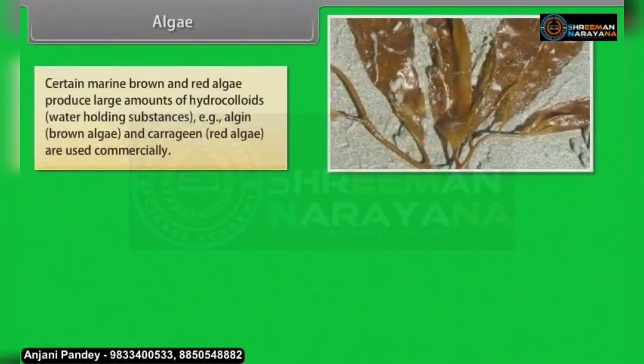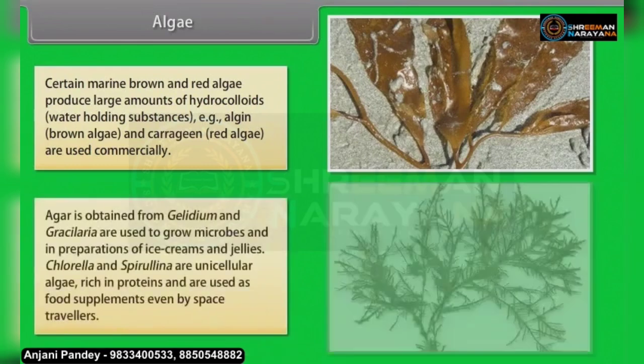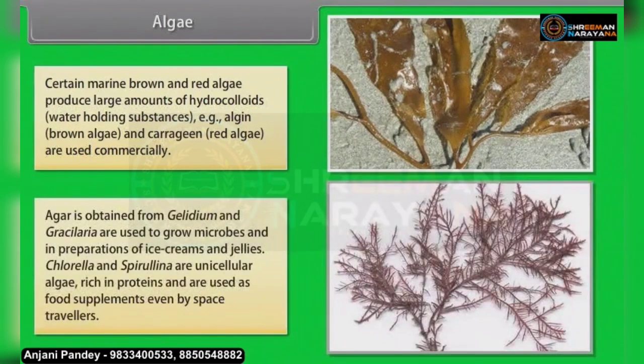Certain marine brown and red algae produce large amounts of hydrocolloids, water-holding substances, that is, algin, brown algae, and carrageen, red algae, are used commercially. Agar is obtained from Gelidium and Gracilaria and is used to grow microbes and in preparations of ice creams and jellies. Chlorella and Spirulina are unicellular algae rich in proteins and are used as food supplements even by space travelers.